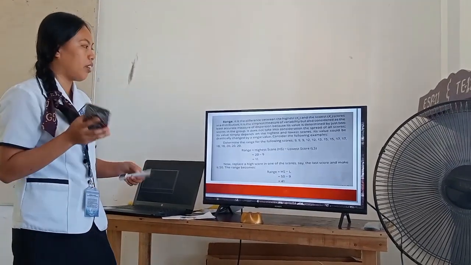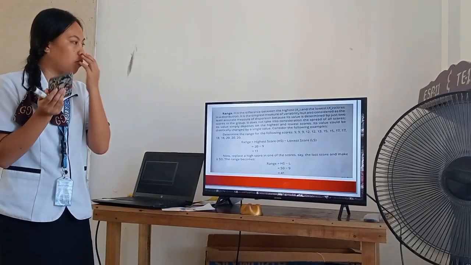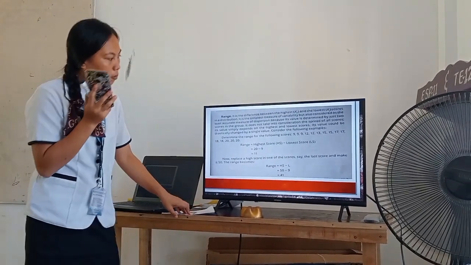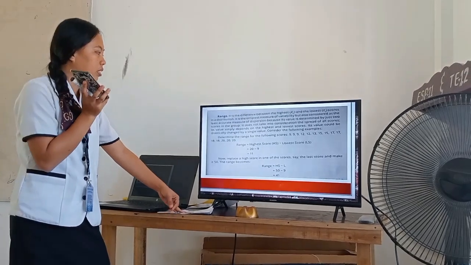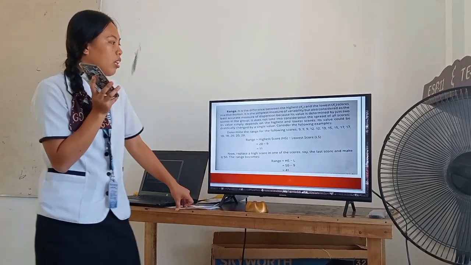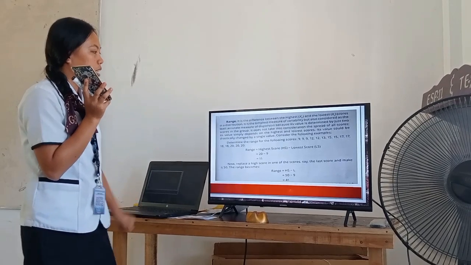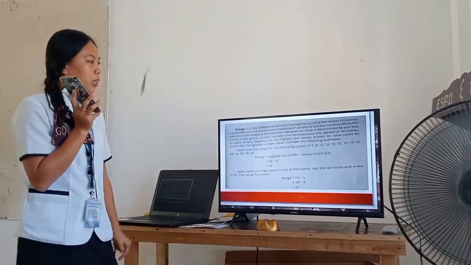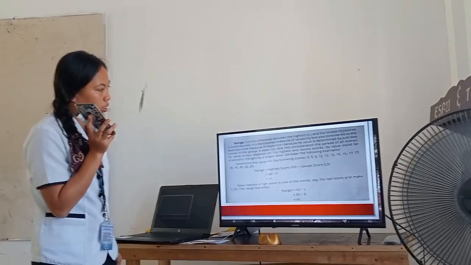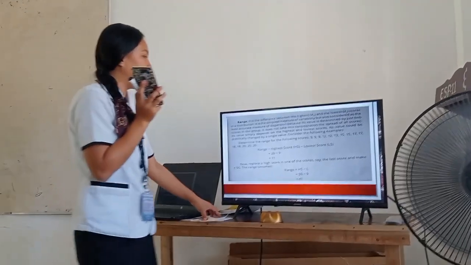The next one is the range. Range is the difference between the highest and the lowest scores in a distribution. It is the simplest measure of variability but also considered the least accurate measure of dispersion. Why? Because its value is determined by just two scores in the group. It does not take into consideration the spread of all scores. Its value simply depends on the highest and the lowest scores. Its value could be drastically changed by a single value.